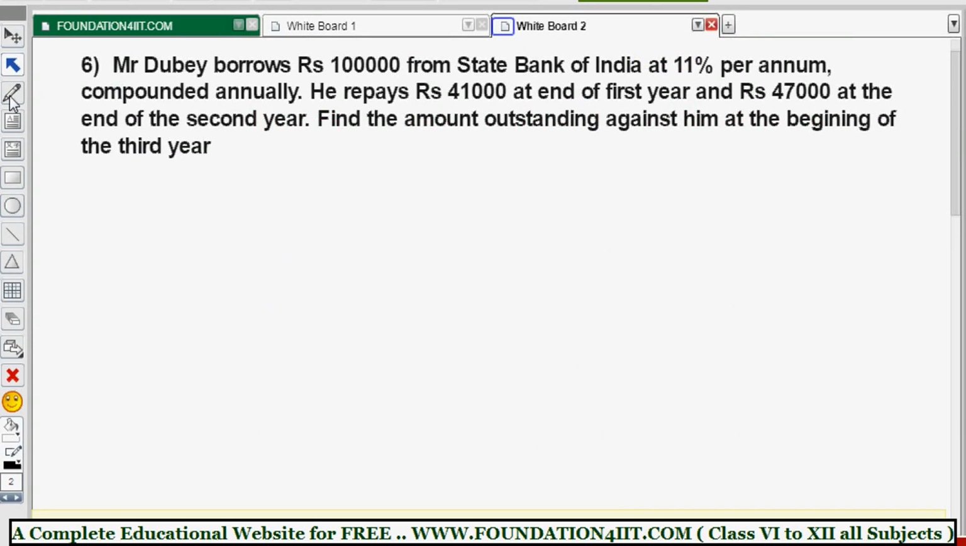Now if you see this question, it's important, and when a sum is repaid, how to calculate, we'll see. Mr. Dubey borrows 1 lakh from State Bank of India at 11% per annum. So rate of interest is 11%, compounded annually. But he repays some amount at the end of the first year and some other amount at the end of the second year. Find the amount outstanding against him at the beginning of the third year. Okay. We'll start the problem.